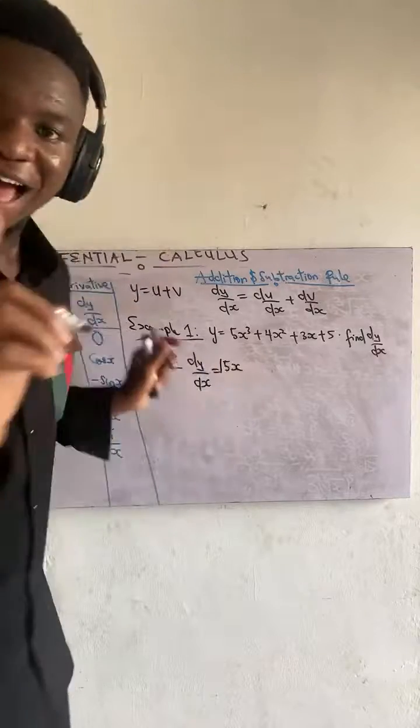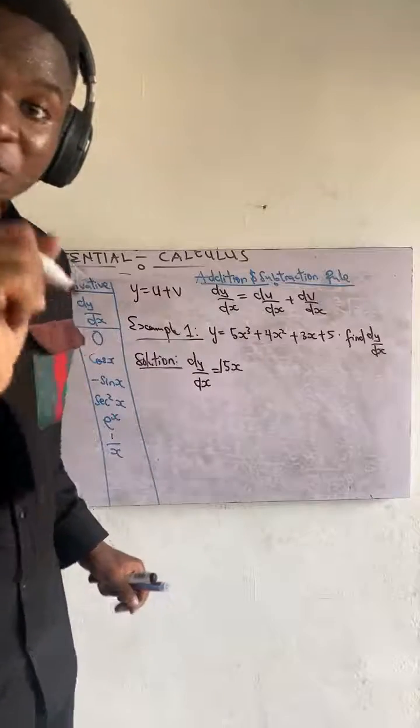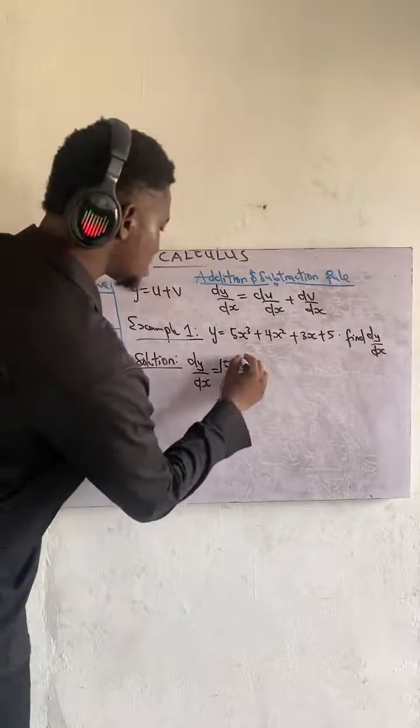x. After that, I'm going to minus 1 from the power. So 3 minus 1 will give me 2. So that will be 15x squared.